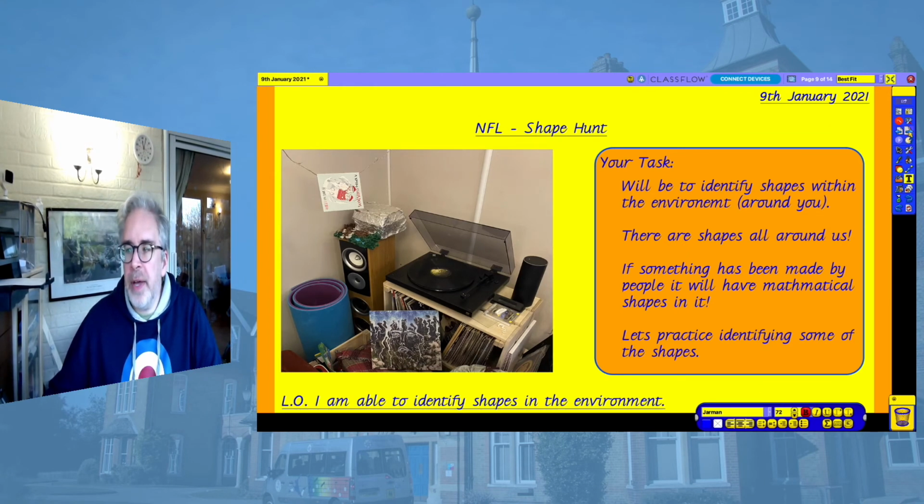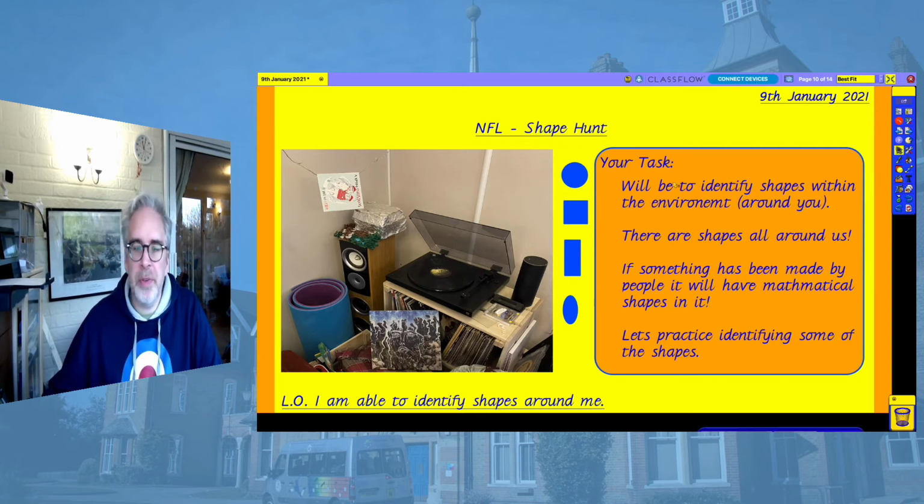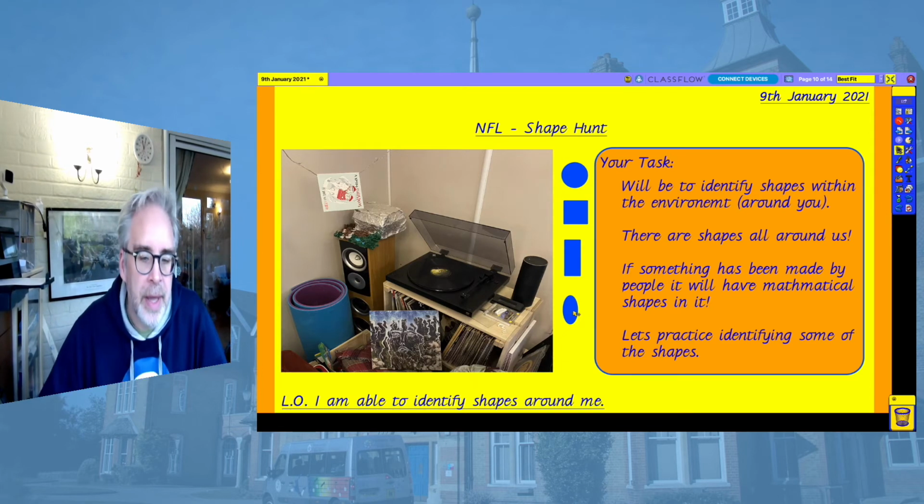If we have a look here, now I brought up some shapes to help us out. So all of these shapes that you can see in between here, so we've got our circle, we've got our square, we've got our rectangle, and we have got our oval. The oval's a little bit more tricky because it's not immediately obvious, but there is an oval there. They are present in this picture.